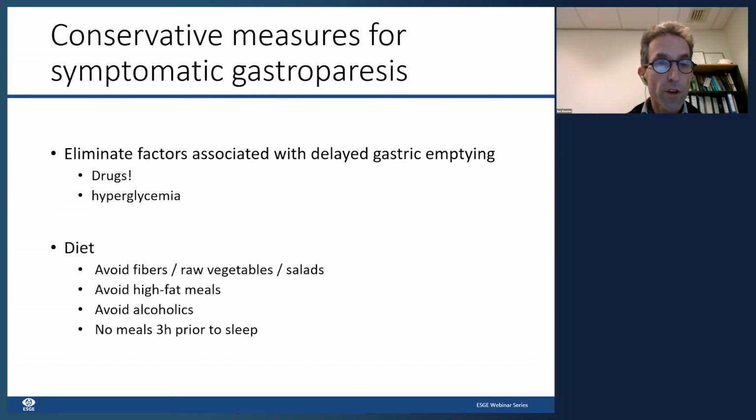Dietary measures can also be taken. There are several dietary factors which decrease the emptying rate of the stomach. Fibers are good for everything except for your gastric emptying. That will delay your gastric emptying. High fat in the meal will also delay gastric emptying, as do alcoholic beverages. And in patients after esophagectomy, it's wise to advise not to eat meals 3 hours prior to sleep, because otherwise they have an increased risk of regurgitation and aspiration.